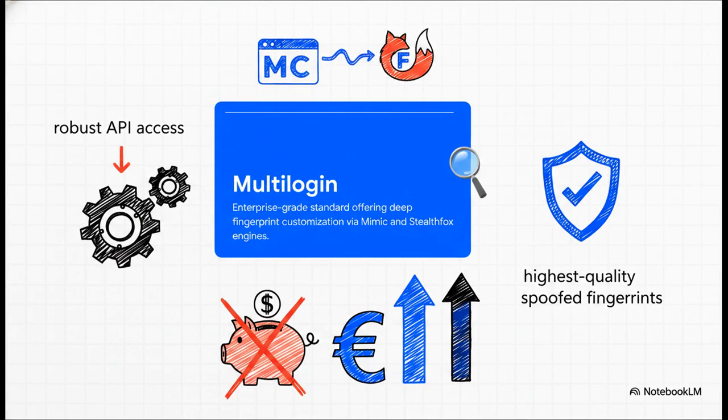Next up is Multilogin. Think of this as the premium, established powerhouse of the bunch. If you're someone who needs the absolute highest quality spoofed fingerprints and robust API access, well, this is your enterprise standard. It actually uses 2 custom browser engines, Mimic for Chromium and StealthFox for Firefox. But keeping it real, it does come with a premium price tag starting at €99 a month, which obviously makes it quite a bit more expensive than BitBrowser.